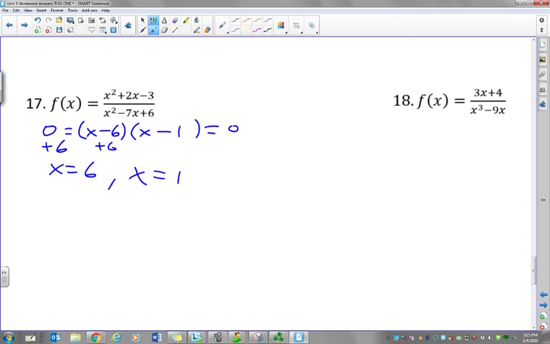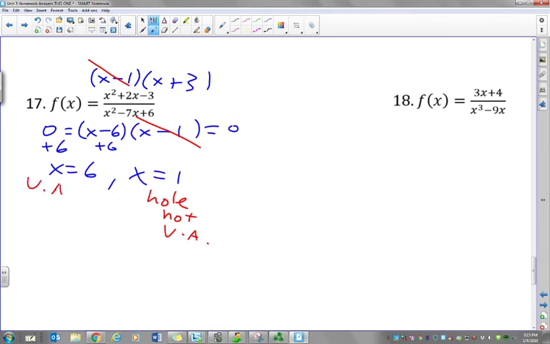But one of them might be a hole and not a vertical asymptote. How do we know that? Well, we also factor the top. And so when we factor the top, we get 1 times 3, and we need the 3 to be positive, the 1 to be negative. Uh-oh. Since there is an x minus 1 on the top and the bottom, that means they divide by themselves, just get 1, and goes away. And so that means that this is a hole and not a vertical asymptote. So we do have a vertical asymptote at x equals 6, but not at 1.